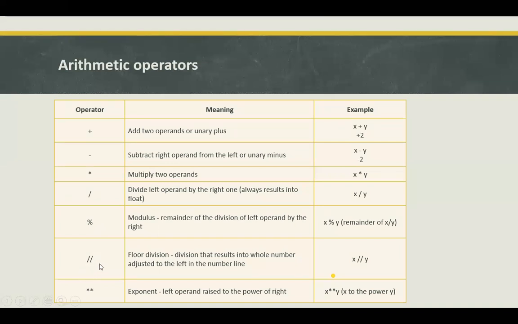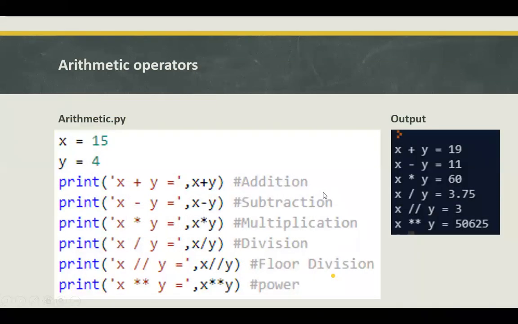And this is floor division. Suppose your answer is 3.5, but you want only the 3. For that kind of floor division, we use this double slash. It is division that results in a whole number, adjusted to the left on the number line. So you will get the whole number by using floor division. This is the exponent, which is power. For example, 2 raised to 4, that time we use this exponent. All the operators are very simple.